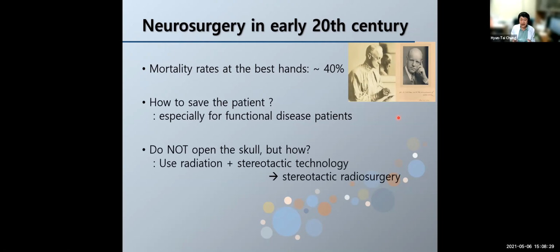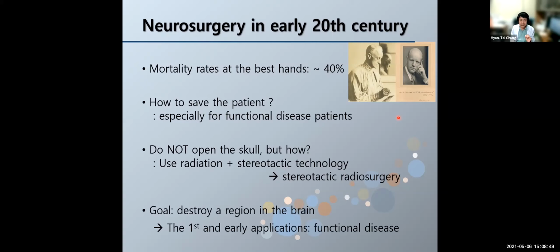So they decided to use radiation, but because they did not open the skull, they needed a stereotactic technology to approach their target. When they combined the radiation with stereotactic technology, it became stereotactic radiosurgery. Their goal was to destroy a lesion in the brain, not to treat a tumor at first. So the first and early applications of stereotactic radiosurgery were for functional disease patients.